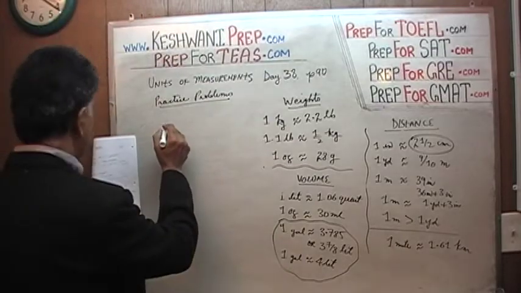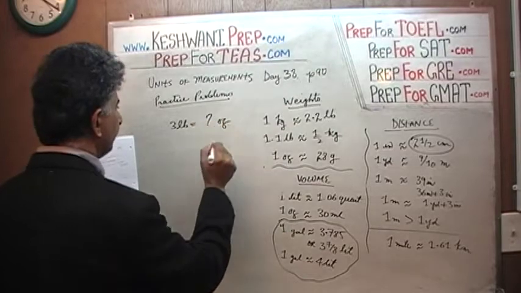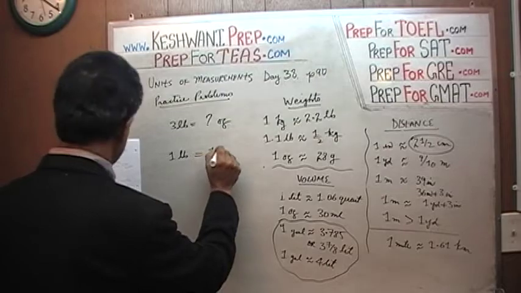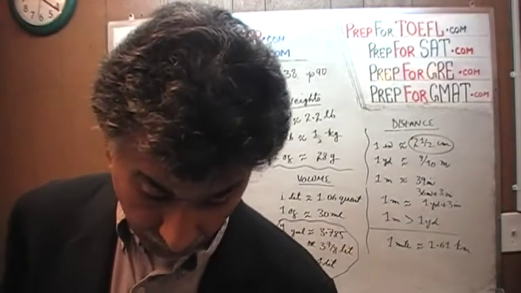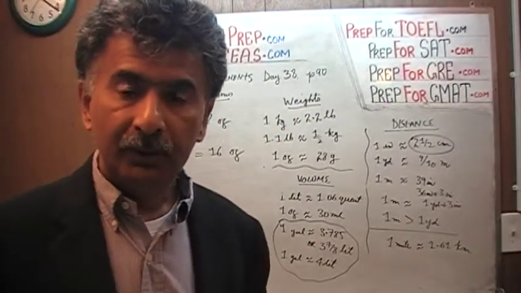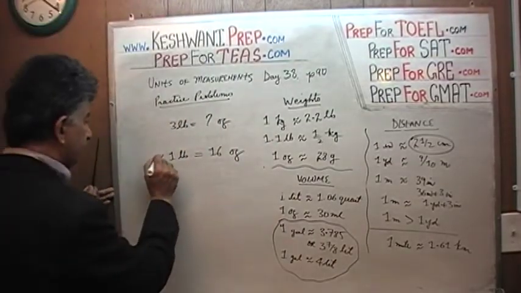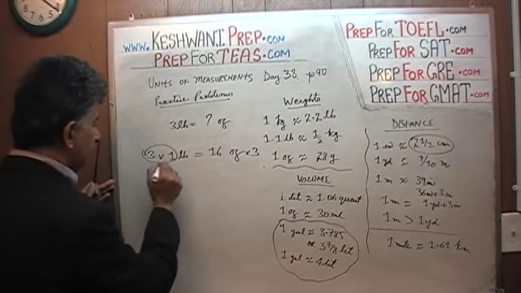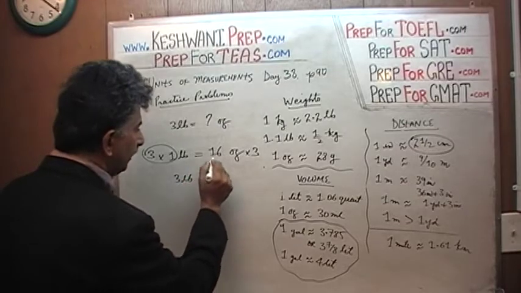So 3 pounds equals how many ounces? Well, we know 1 pound equals 16 ounces. Now when I say that we know that, what I mean is that I didn't know that, I just looked it up. 1 pound equals 16 ounces, and we're looking for 3 pounds, so multiply both sides by 3, that's all. Here we go, here are our 3 pounds, and that will be 16 times 3.